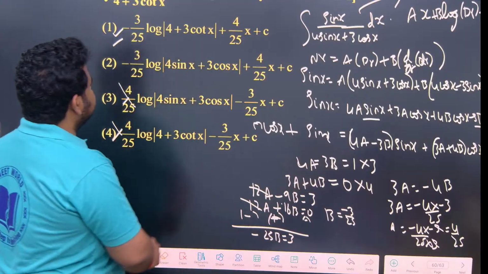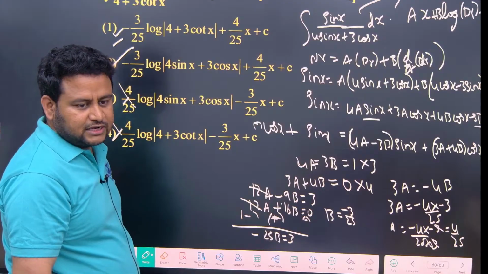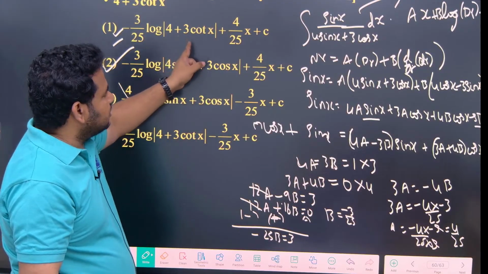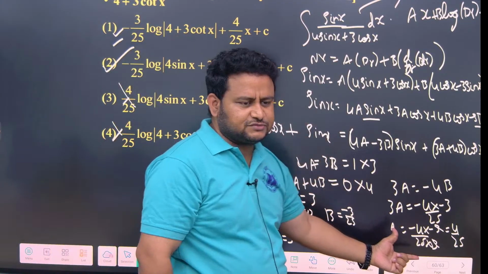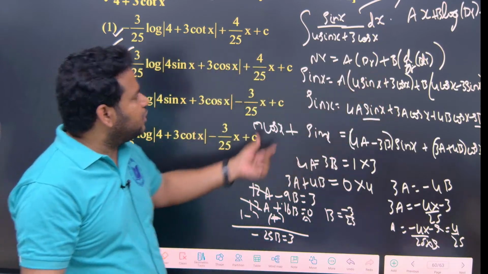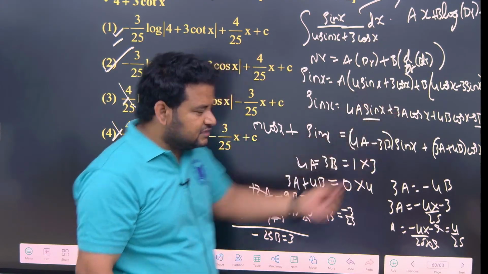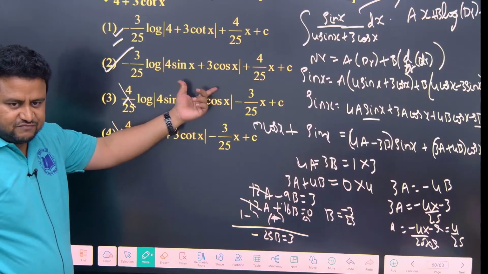So the correct answer is what? Option 2, not the first option. You should not take this as 4 plus 3 cot x. 4 plus 3 cot x will not give you these values. If you take it in terms of sin and cos, you will get the value. Here what have you taken as the denominator? 4 sin x plus 3 cos x. Correct, na? The same denominator should come here.